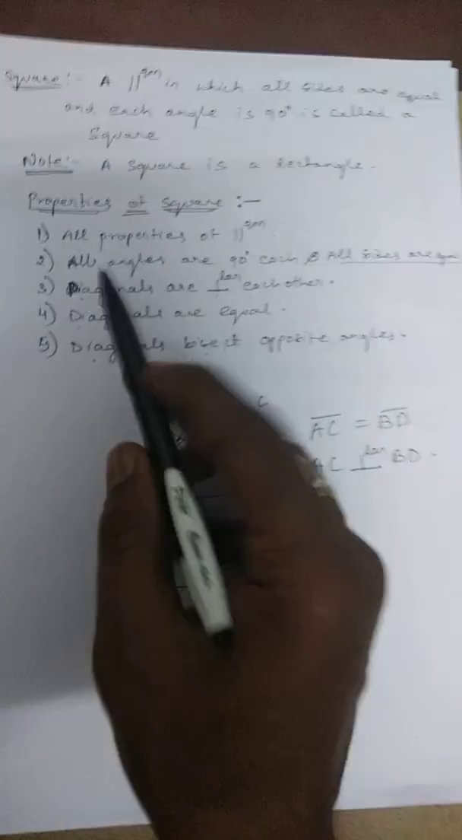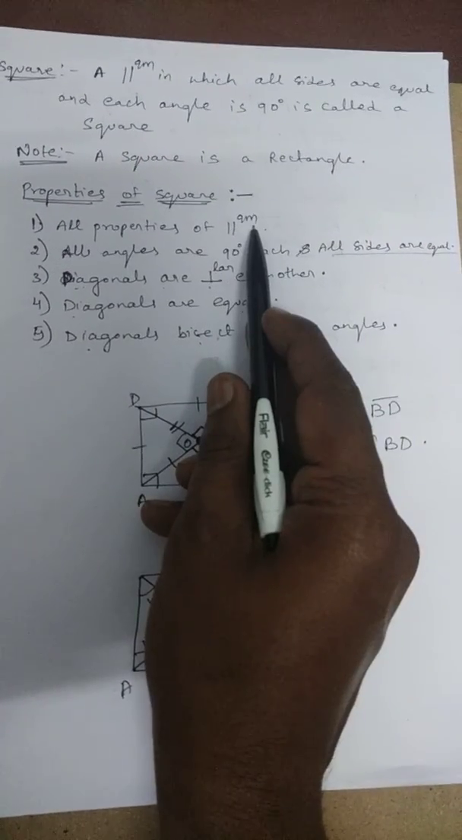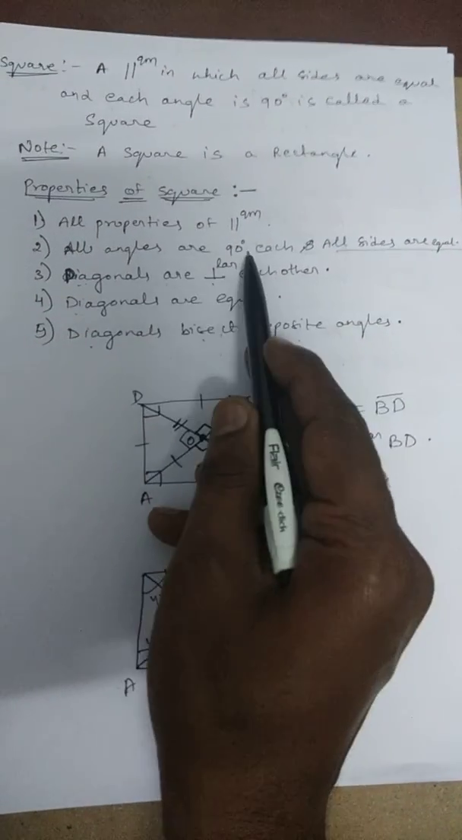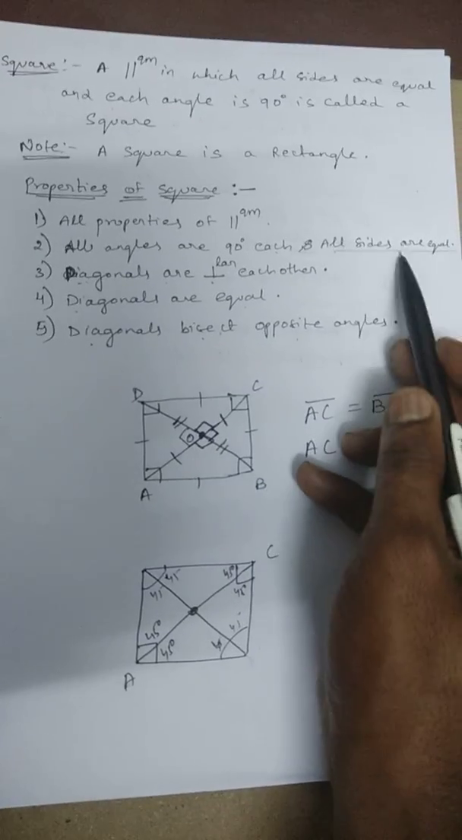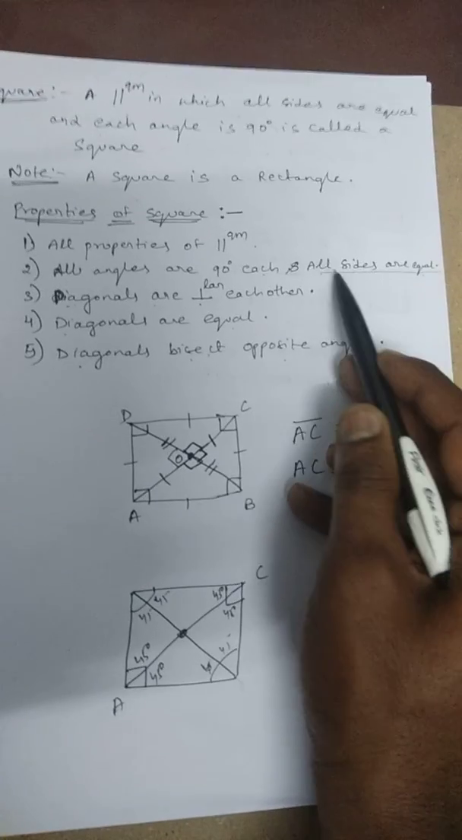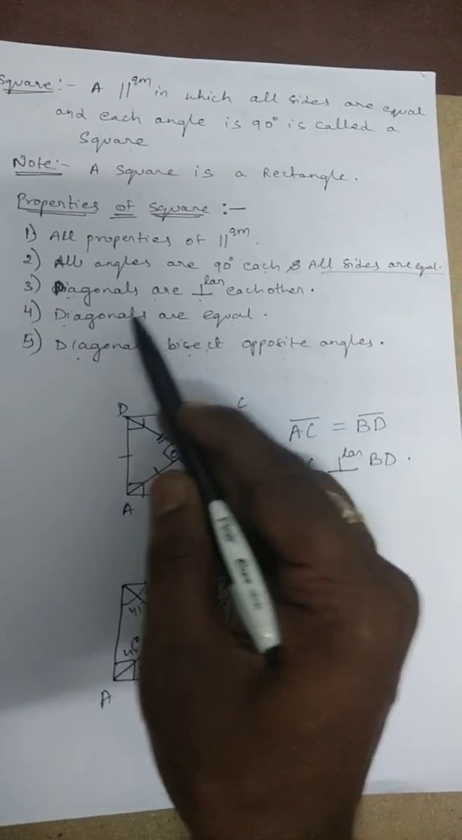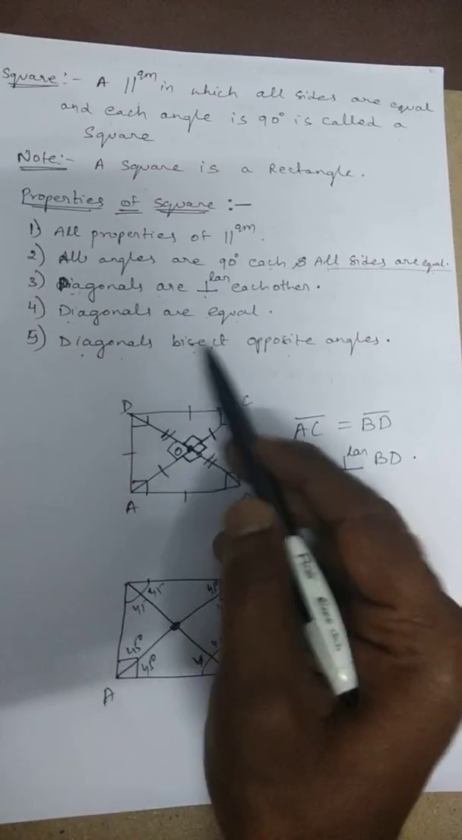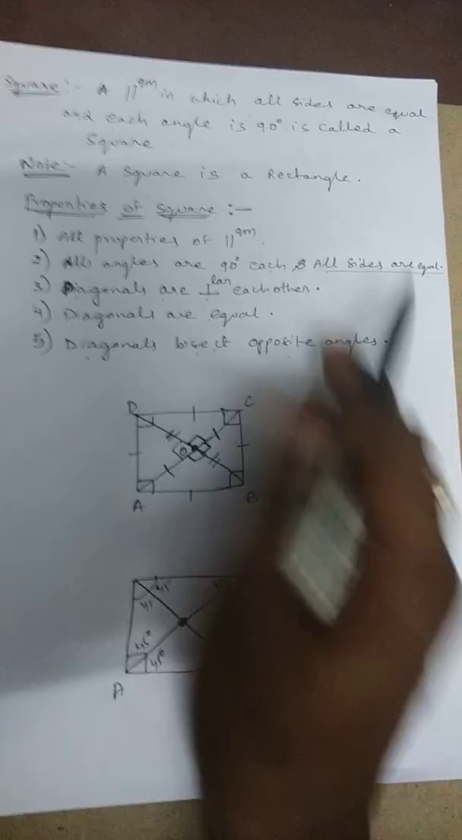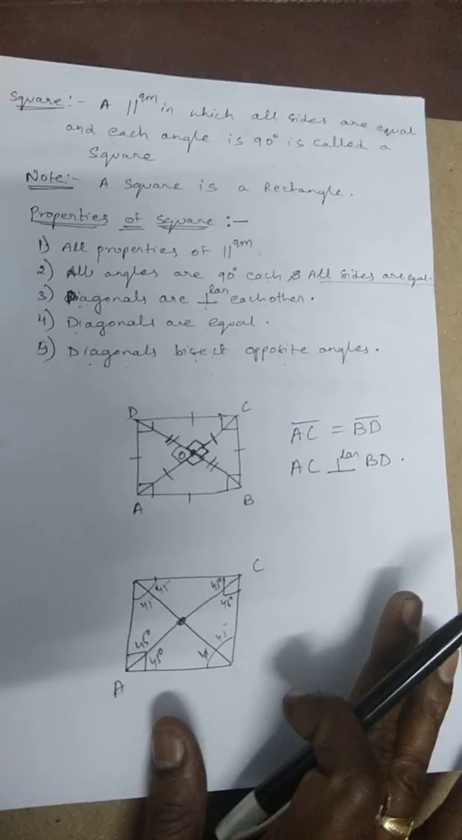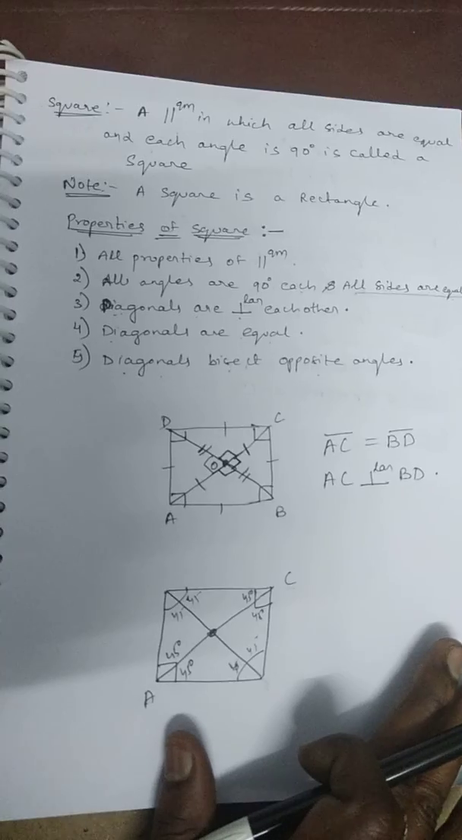Let us recap. It holds all the properties of the parallelogram. All angles are 90 degrees each and all sides are equal. All sides are equal. This is most important. Diagonals are perpendicular to each other, diagonals are equal, and diagonals bisect the opposite angles. These are the properties of the squares. Now we are going to discuss some theorems related to squares.